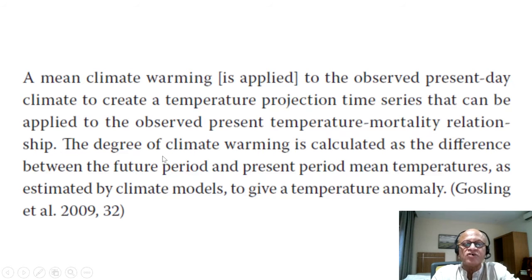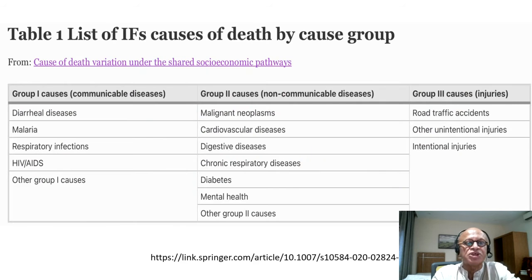allows. The degree of climate warming is calculated as the difference between the future period and the present period mean temperatures, as estimated by climate models, to give a temperature anomaly. Okay, so this essentially gives you a flavor of how climate change impacts on health are projected into the future.